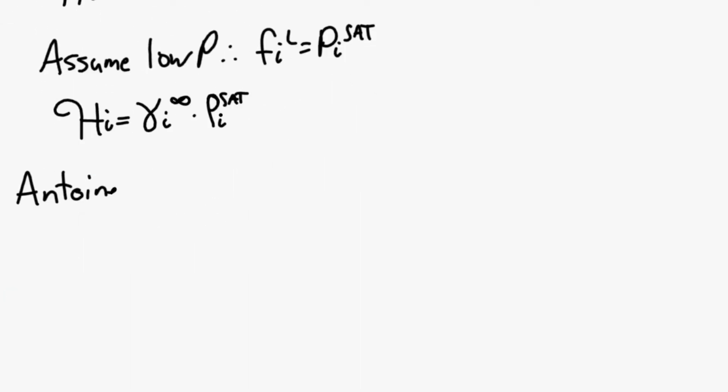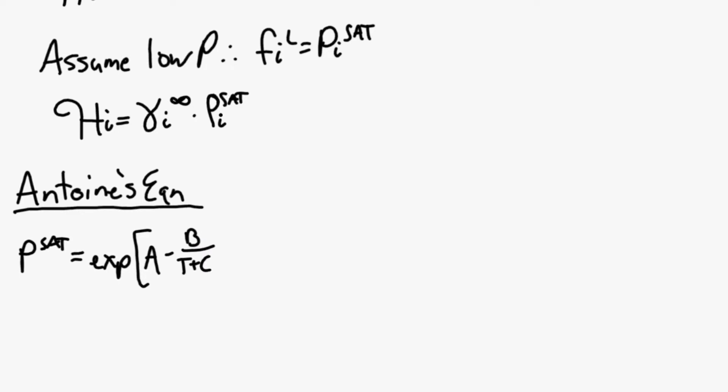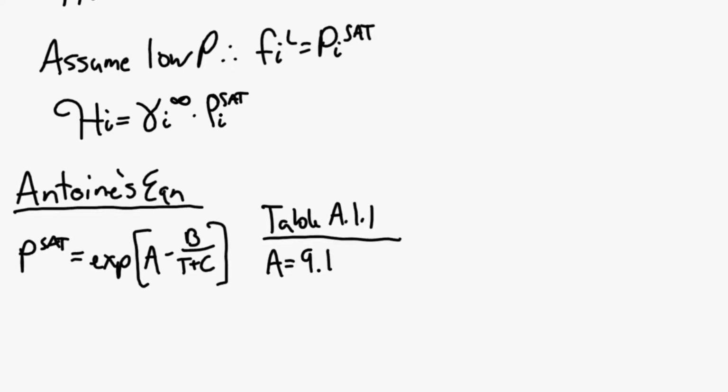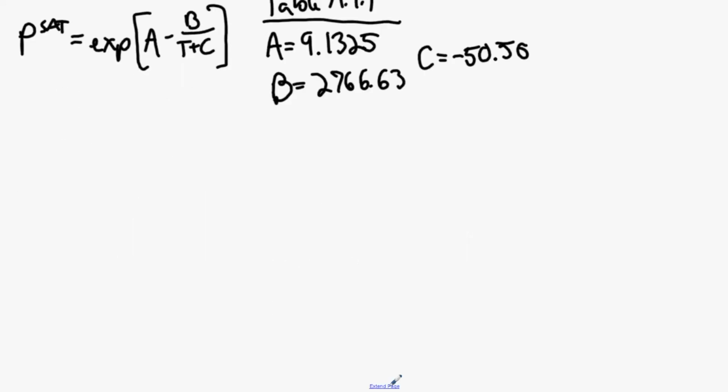This can be written as PSAT is equal to e to the A minus B over T plus C. A, B, and C are Antoine's coefficients and can be found in the back of the book in table A.1.1. In this case, A is equal to 9.1325, B is equal to 2766.63, and C is equal to negative 50.50. If we take these values and plug them into the equation, along with T being set to 343 Kelvin, as it is said in the problem statement, you'll find that PSAT is equal to 0.7218 bar.